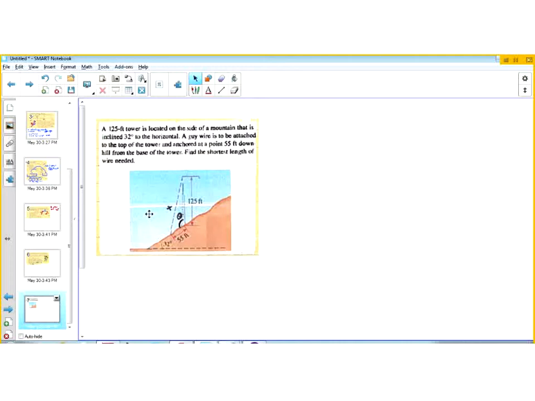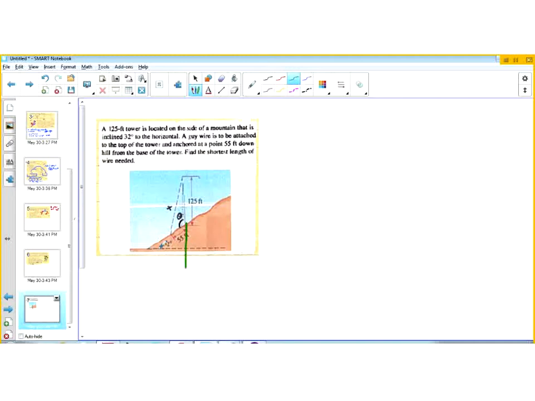So we let x equal the length of the wire. What is the measure? If we can find the measure of angle theta, then we can, of course, apply the law of cosines. So let's see here. What is theta? Can we use a transversal concept here? Let's see what we can do to get theta.